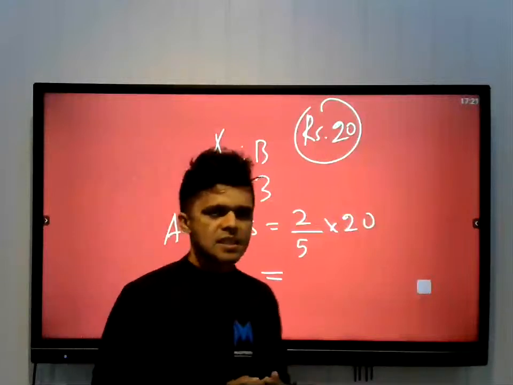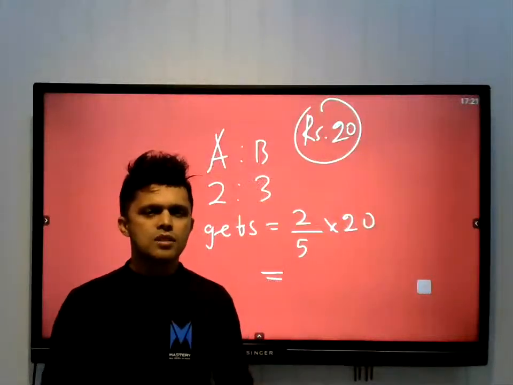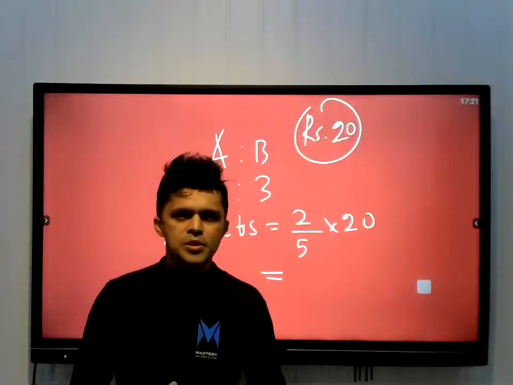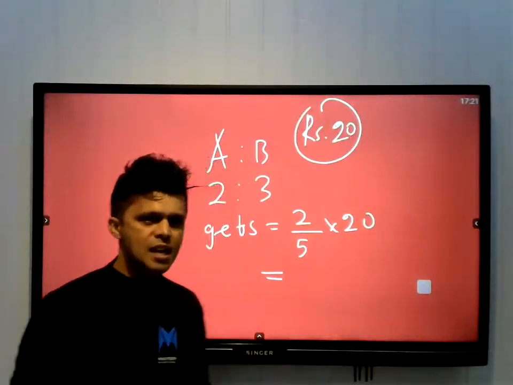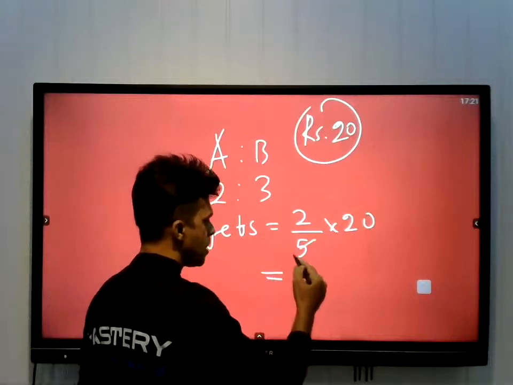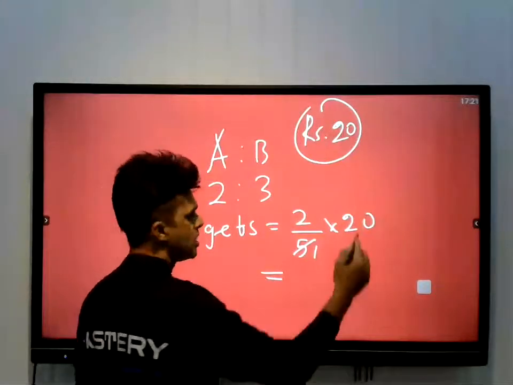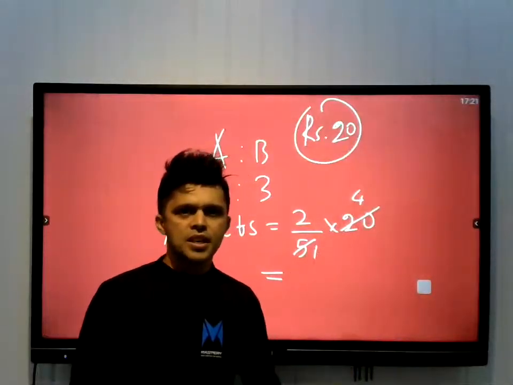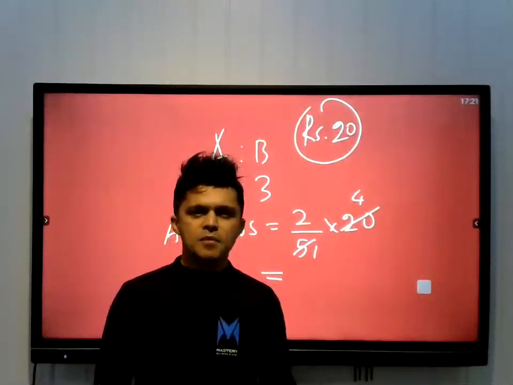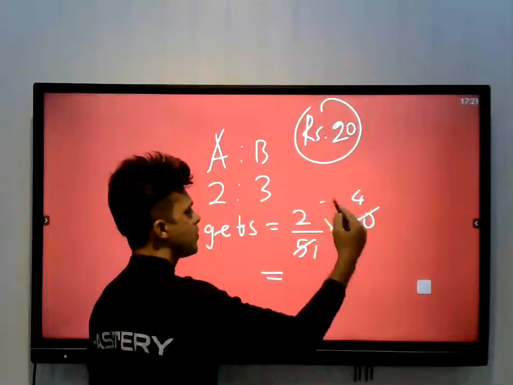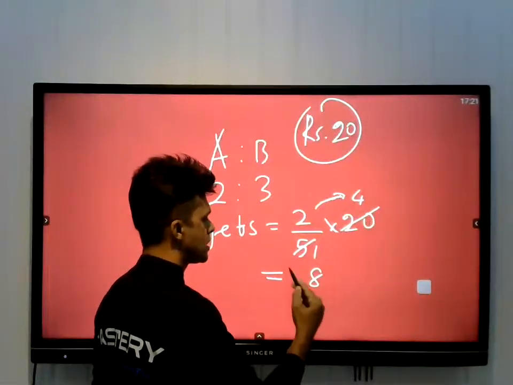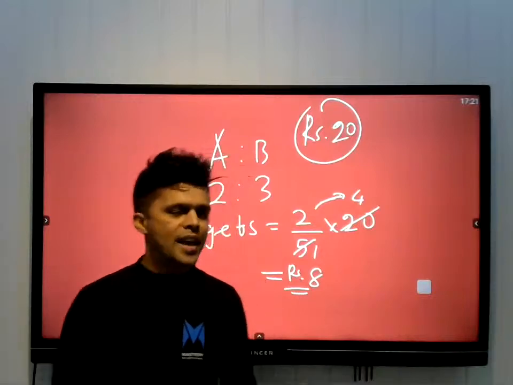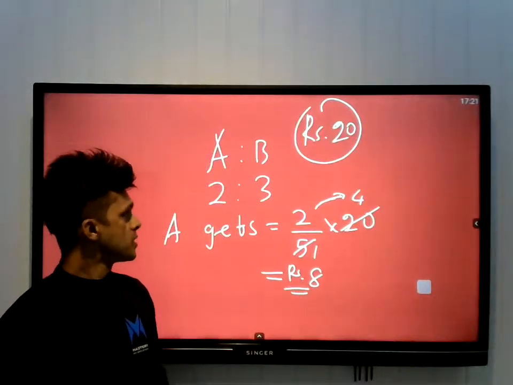In the previous lesson, you learned the way of simplifying this type. How can you do this? This can be simplified: 5 is a multiple of 5, so divide by 5, and 20 is a multiple of 5, so 4 times. 1 time, 4 times. Then 2 times 4 is 8. So the amount taken by A is 8 rupees.